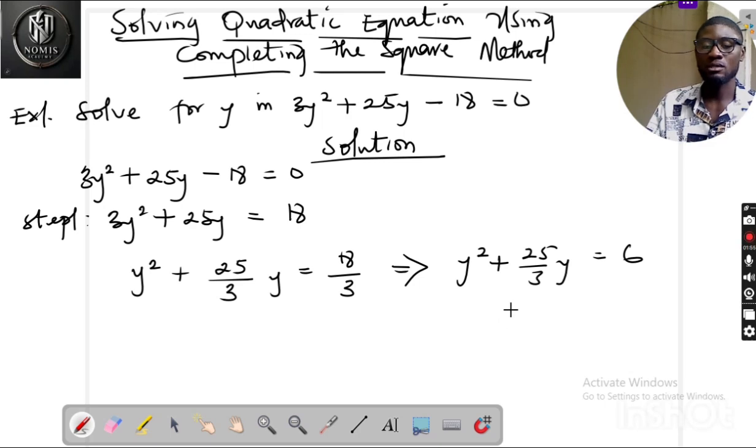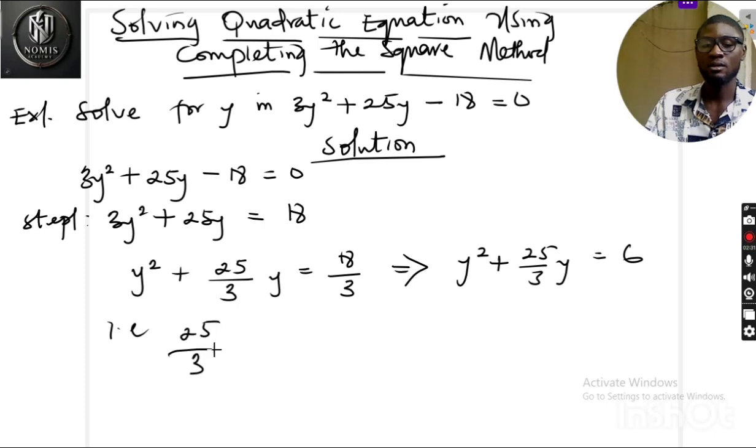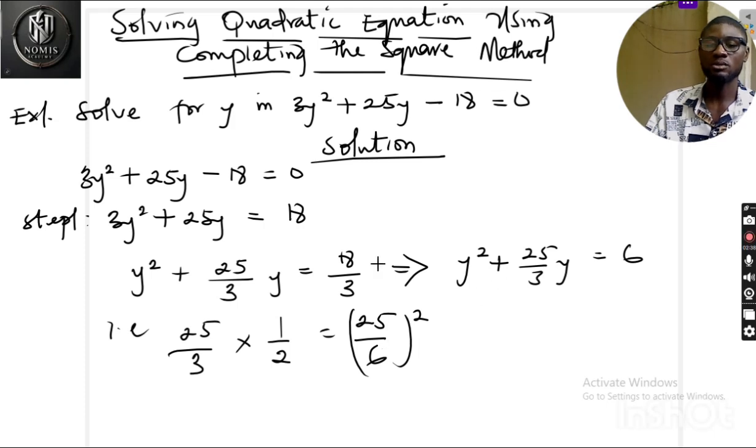So what is the next stage? Just as we studied from the previous video, is to add the square of half of the coefficient of y to both sides. So let's first of all find the coefficient of y. That is 25 over 3. So what is the half? That multiply by 1 over 2, and that makes it 25 over 6. So the squared is 25 over 6 raised to the power of 2. So I'm going to add this to both sides.